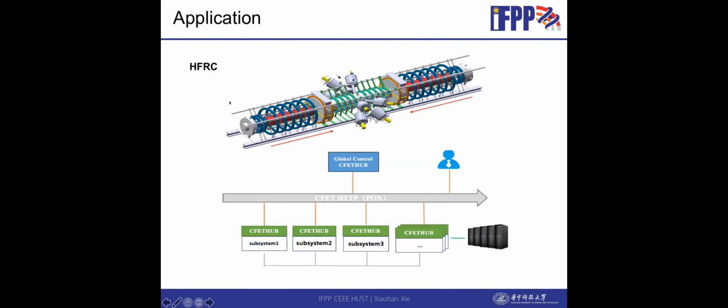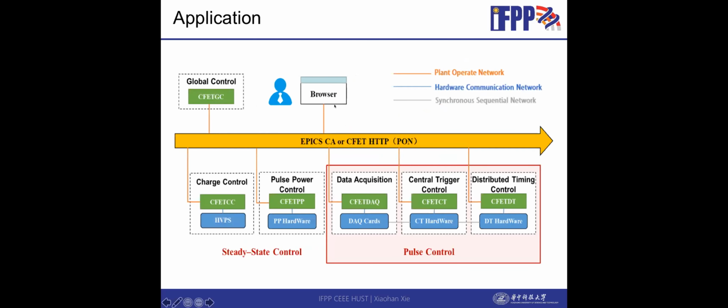The field reversed configuration device, also called FRC, is a new type of fusion research device proposed in recent years. HFRC is an FRC device being researched by Huazhong University of Science and Technology. HFRC chose CFAT to build its control system. With the CFAT framework, each subsystem can know any message from each other, and the central control system can coordinate and monitor by obtaining the status of each subsystem.